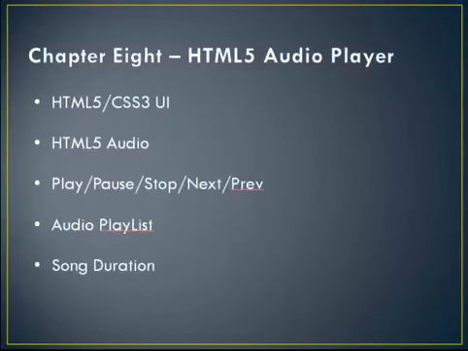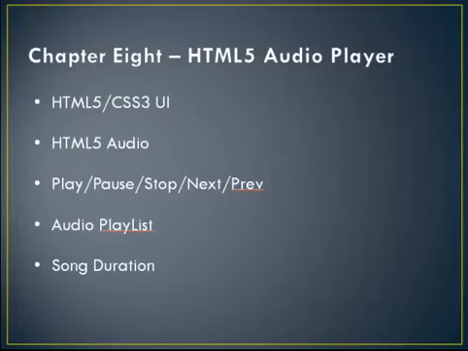Chapter 8, we'll be building an HTML5 audio player. This is probably my favorite project in this course. We'll be building it from scratch. We'll build the UI. We'll get the play, pause, stop buttons, and we're going to add functionality to each part of it. Alright, so we'll do the HTML5 CSS3 UI, and then once we build the interface, we'll add the play, pause, stop functionality, and then we'll build the playlist functionality.